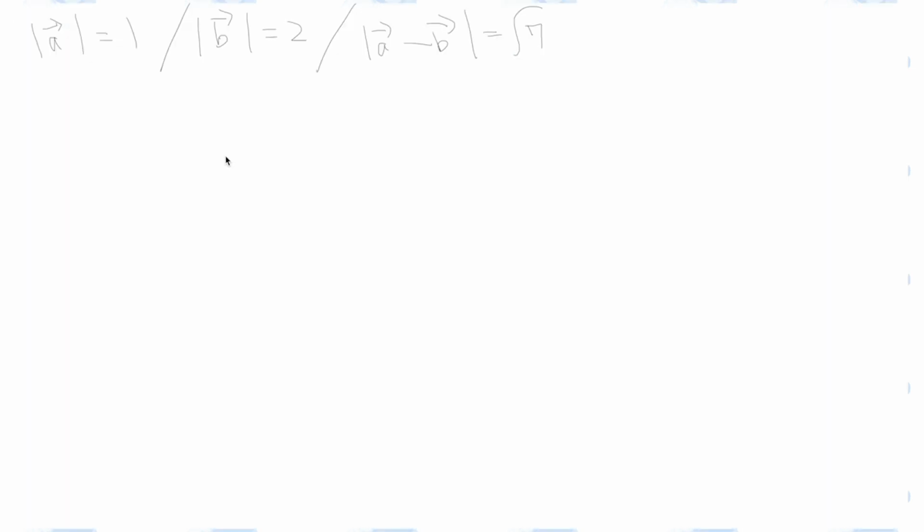Number 5, when the magnitude of vector A is 1, and the magnitude of vector B is 2, and the magnitude of vector A minus vector B is equal to root 7, then the degree measure of the angle between vector A and vector B is blank degrees. So first of all, let's draw some vectors. Since we don't know the components of these vectors, let's say this is vector A, and let's call this vector vector B.